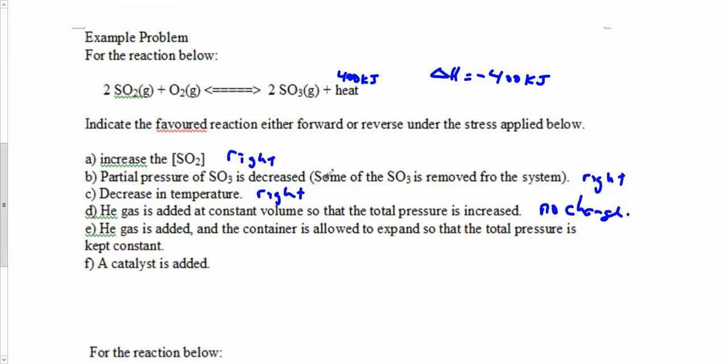HE gas is added, and the container is allowed to expand, so the total pressure is kept constant. So I add in a gas, the volume gets bigger. So if the volume gets bigger, this thing does not like that. The pressure in the container has, in a way, dropped. Now, how many molecules are on this side? 2, and another 1 makes 3. There's 3 on this side, and there's 2 on this side. So the pressure of these things, forget the HE, has dropped. So therefore, they need to increase the pressure again. So this thing is going to shift left, because when this thing shifts left, I get 3 molecules instead of 2. 2 becomes 3, and the pressure would start to go back up.